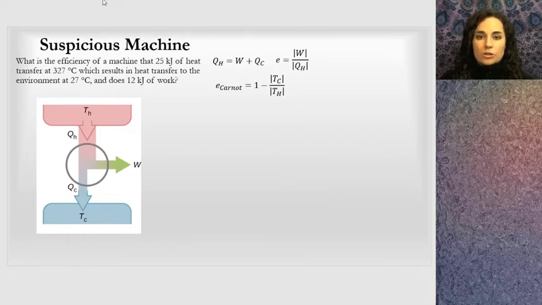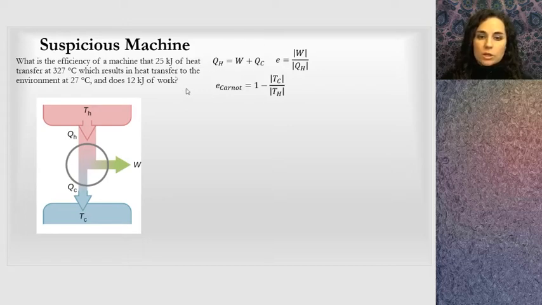Let's look at an example of Carnot's ideal engine, which I've called suspicious machine. It says, what is the efficiency of a machine that takes 25 kilojoules of heat transfer at 327 degrees Celsius, which results in heat transfer to the environment at 27 degrees Celsius and does 12 kilojoules of work?